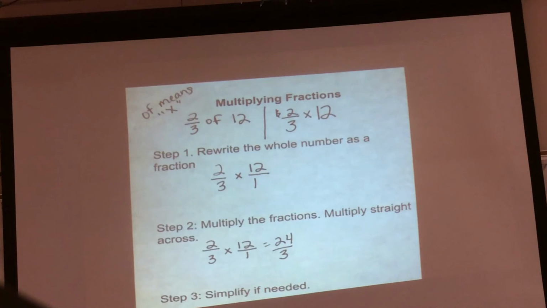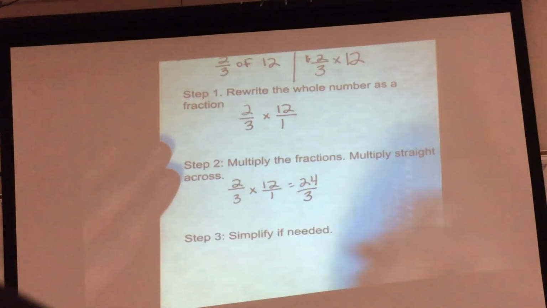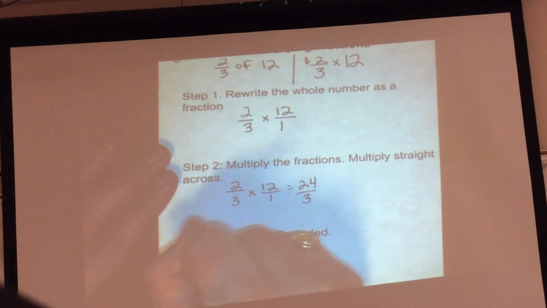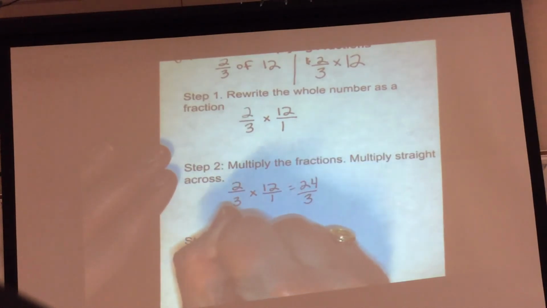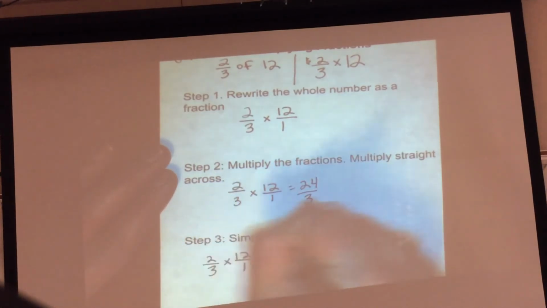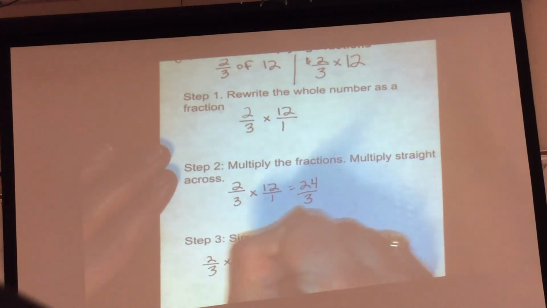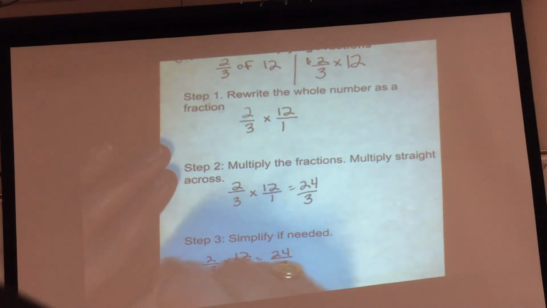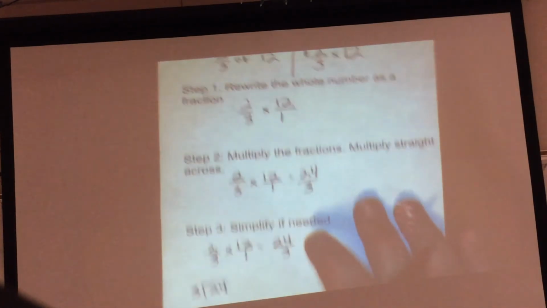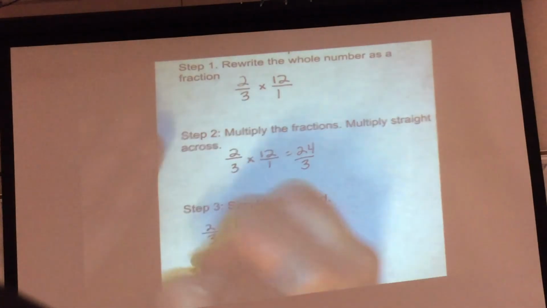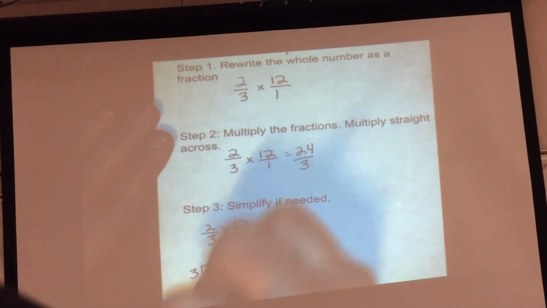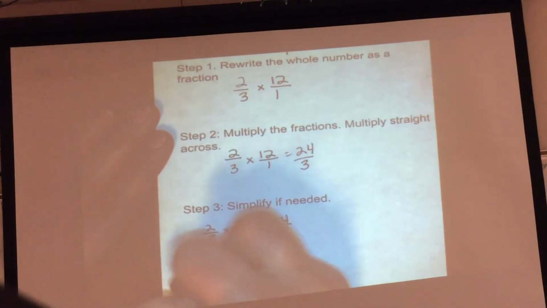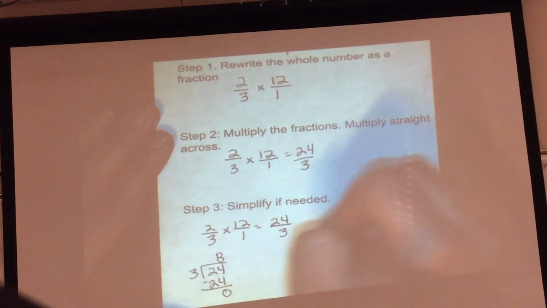What kind of fraction is that? Improper. Okay, so if it's improper, what am I going to do? Divide, yes. 3 into 24, how many times? 8. Yes. 8 times 3 is 24.